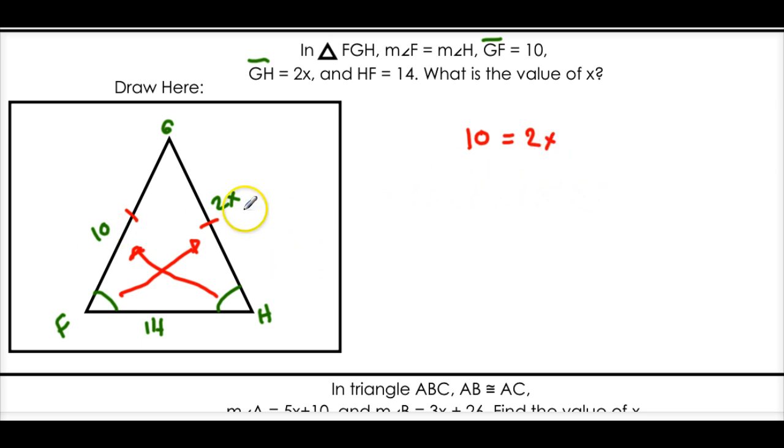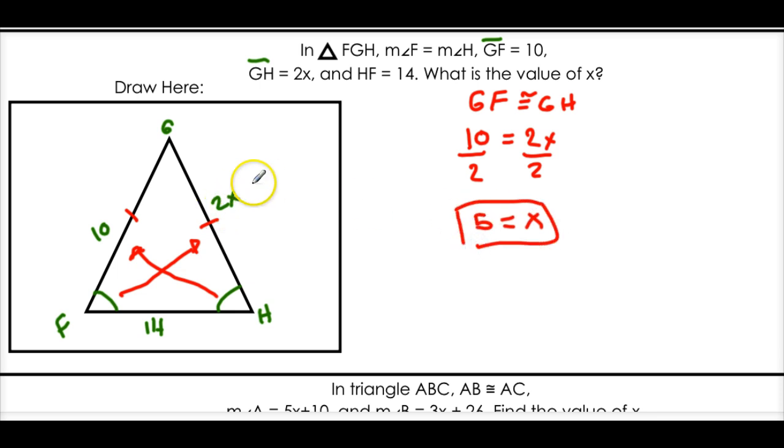Just to tell you for the future, if you know two things are congruent, for example, if I know GF is congruent to GH, you can always set up your equation by just setting them equal to each other. So 10 is equal to 2x and solving from there. So divide by 2, and I get x equals 5. And that makes sense, right? Because 2 times 5 equals 10. And now these two sides are congruent.